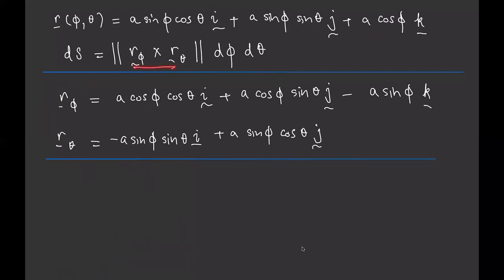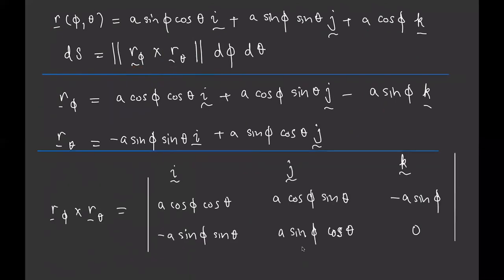Now what I need to do next is calculate this cross product. We all know how to calculate the cross product, so we just write it in this form. I've got i, j and k in the top row, and here's my first vector in the second row and my second vector in the last row. So I need to do this calculation.